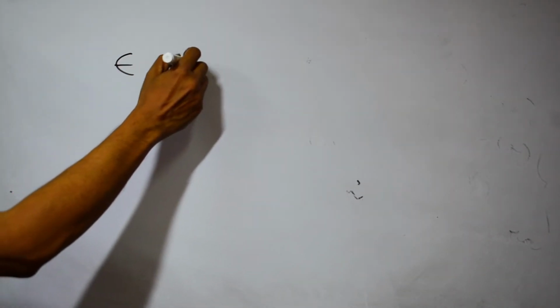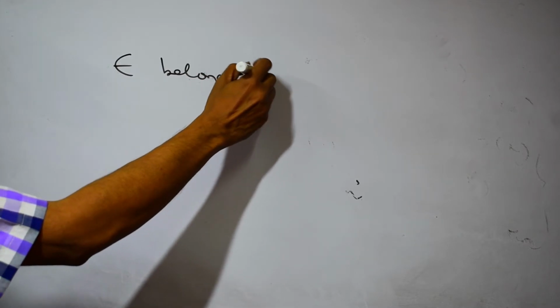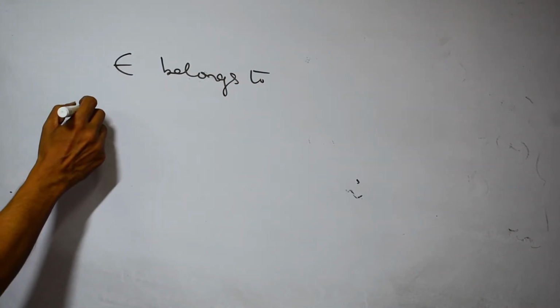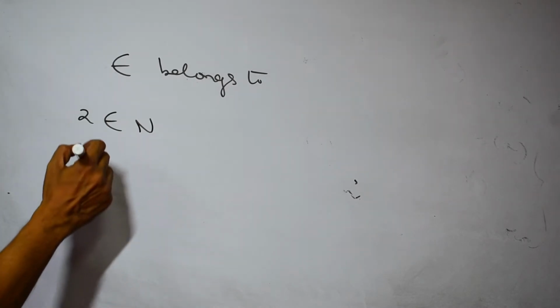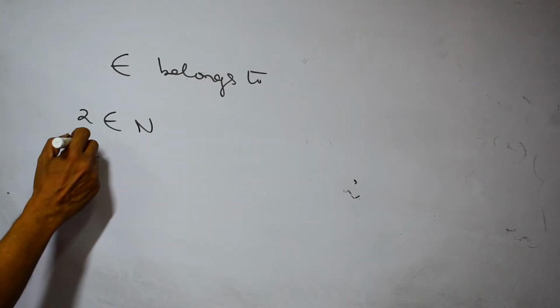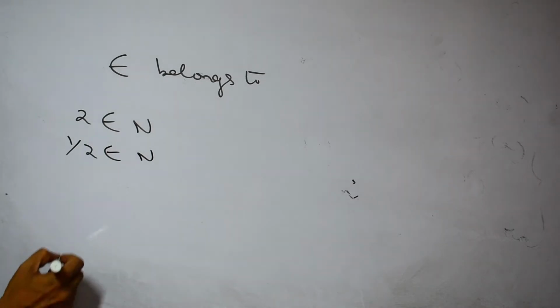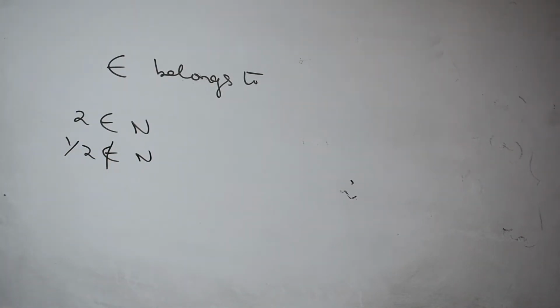Now coming to one more notation we have, that we call belongs to. Belongs to means is a member of. So if I say 2 belongs to N, that means 2 is a natural number. But if I say half belongs to N, that is not right, because half is not a natural number. So 2 belongs to the set N of natural numbers, but half is not a natural number, and we will write half does not belong to N.